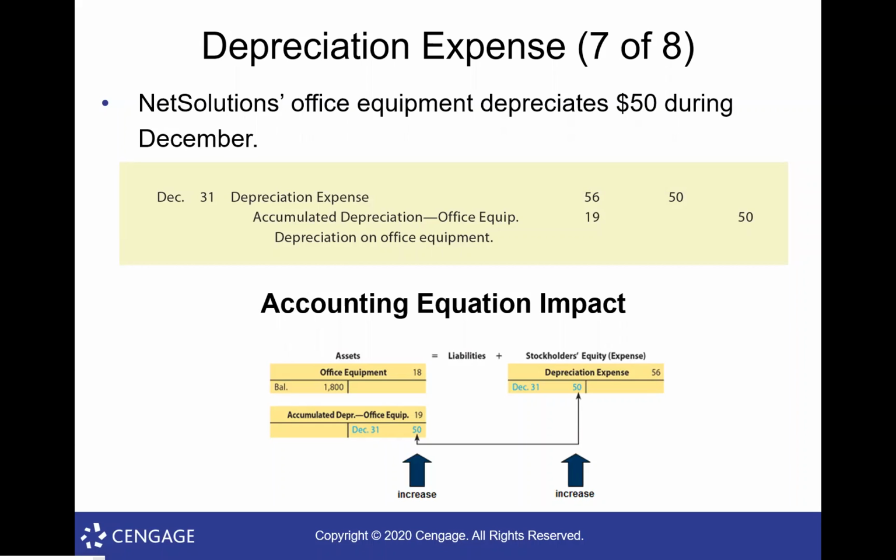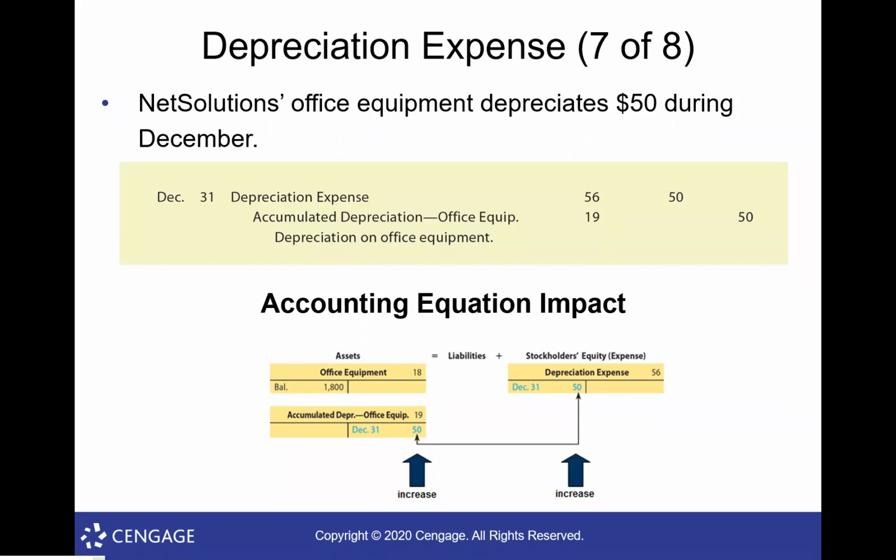Let's see, that doesn't give us a great example. It just says NetSolutions office equipment depreciates $50 during December. So our entry to recognize that depreciation is going to be that we'll debit depreciation expense $50, and we'll credit the accumulated depreciation account $50. I don't think that's really helpful. So let me give you this example with the computer.